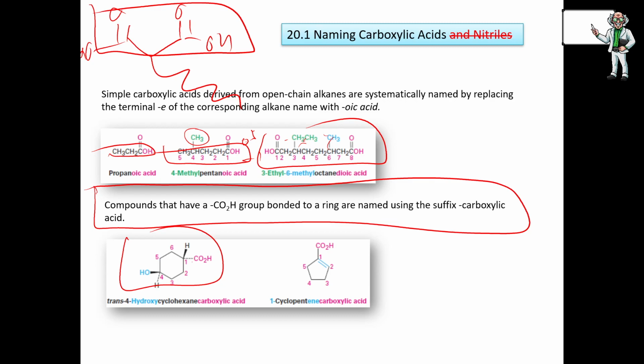Next step, we need to put the stereochemistry. In this case it is trans, because the carboxylic acid is going down and the hydroxyl group is going up. That means it will be trans-4-hydroxycyclohexane carboxylic acid. Here this will be a cyclopentane carboxylic acid, but we have a double bond in position 1. That will be a 1-cyclopentene carboxylic acid.